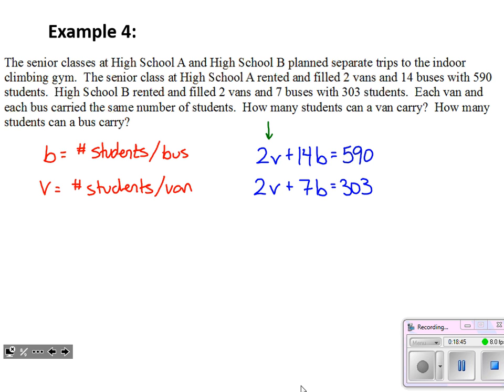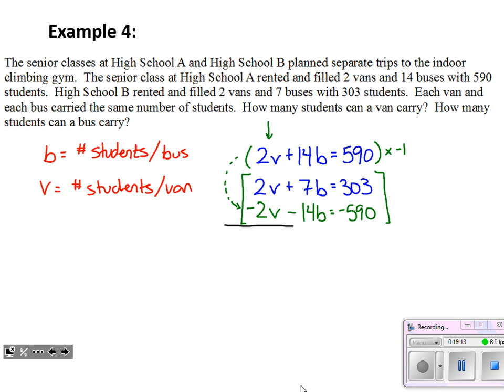So if I multiply one of these equations, it doesn't matter which one, I'm just going to choose the top one, by -1, it will change that 2v into a -2v and set up elimination very nicely. So I'm just going to copy this revised first equation underneath. -2v minus 14b equals -590. And now I'm going to carry out elimination with these 2 equations after I've made that adjustment.